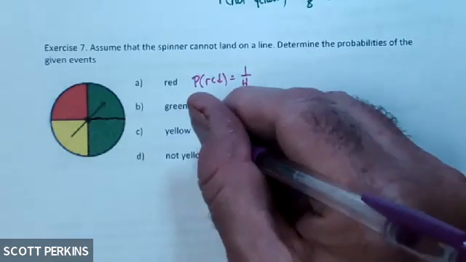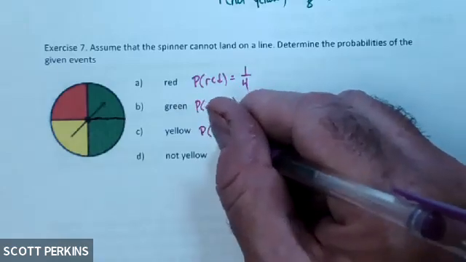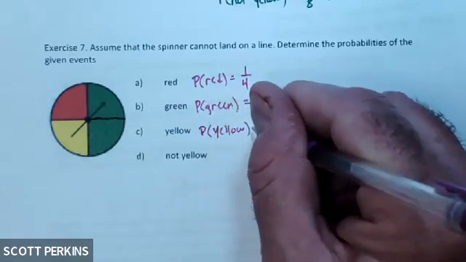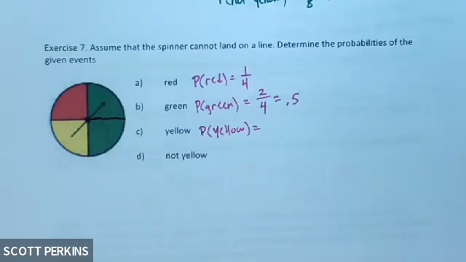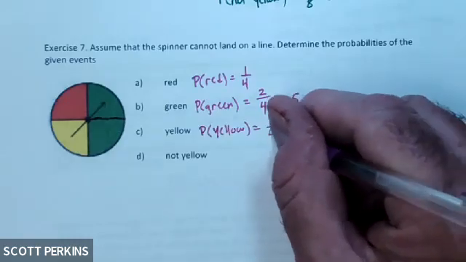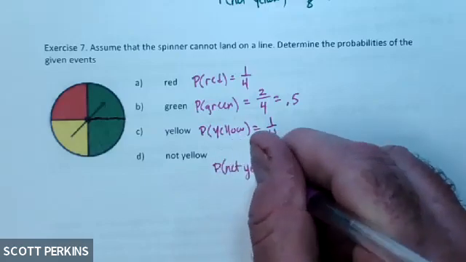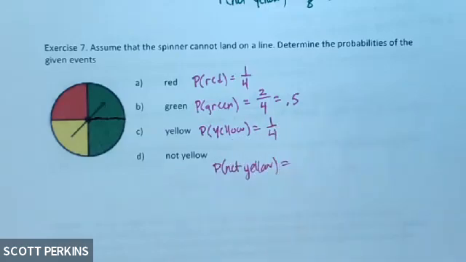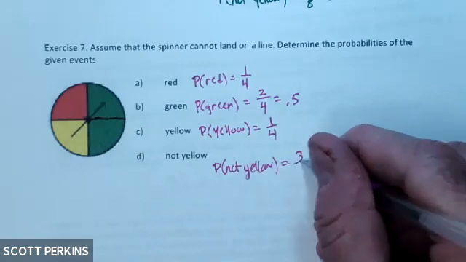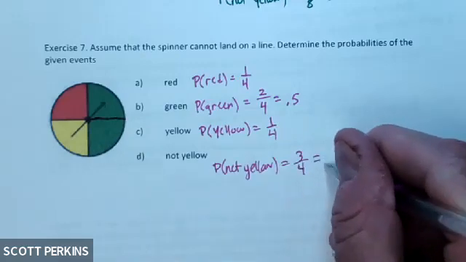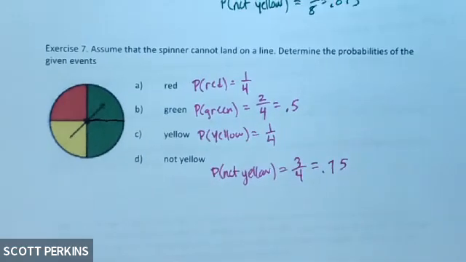Yellow, the probability of yellow is the same as the probability of red because they're the same size spaces. So that's 1 out of 4. And then not yellow. The way I've got it divided up, there are 3 not yellow spaces out of the 4, 0.75, or you can just leave it as 3 over 4.